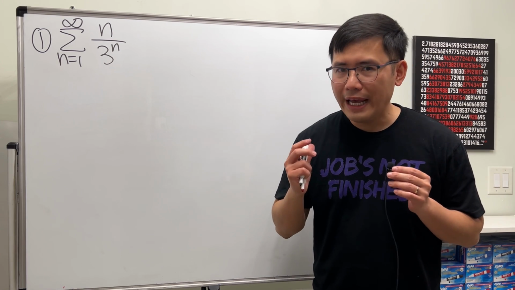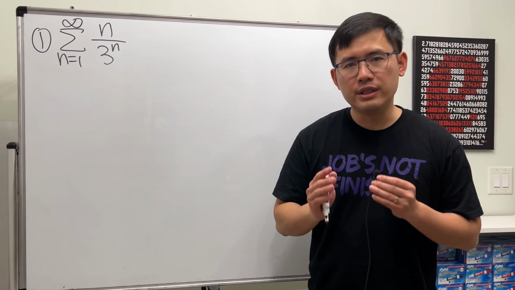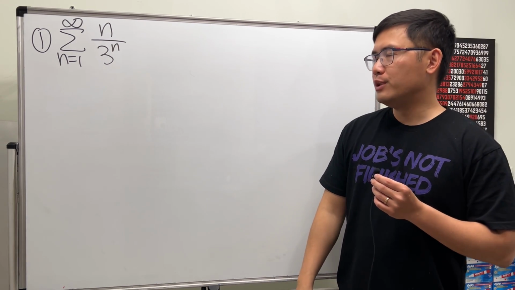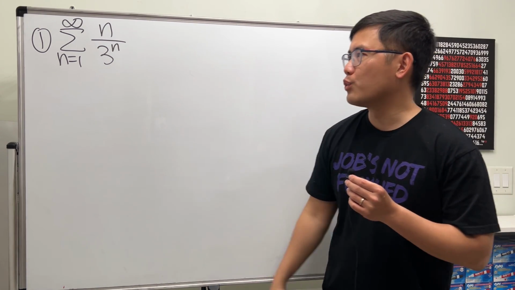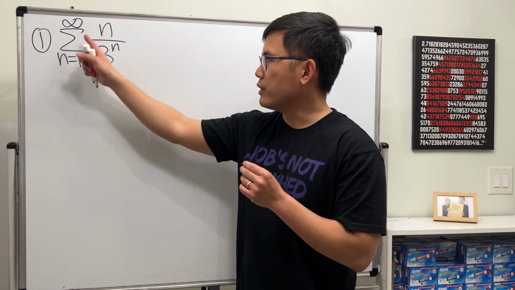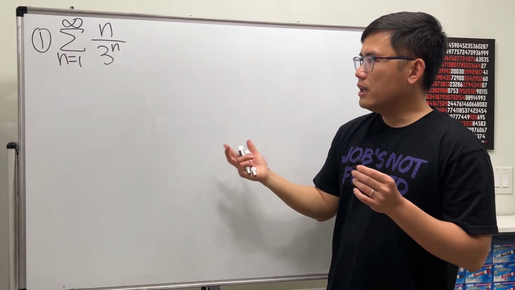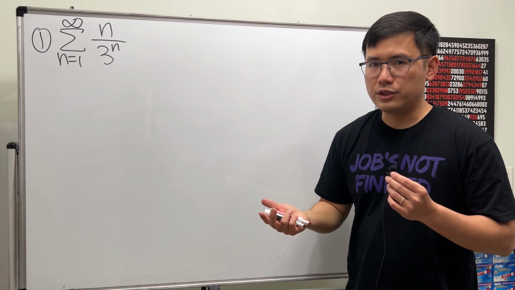Let's go over 8 examples where we have to use the ratio test or maybe the root test to help us to see if a series converges or not. Here's the first one. The series as n goes from 1 to infinity of n over 3 to the n. It does look like a geometric series, right?